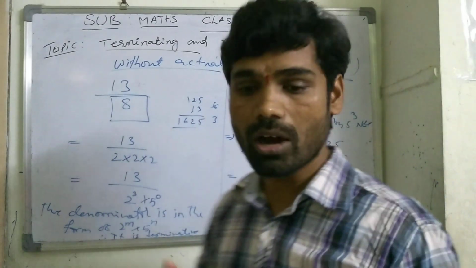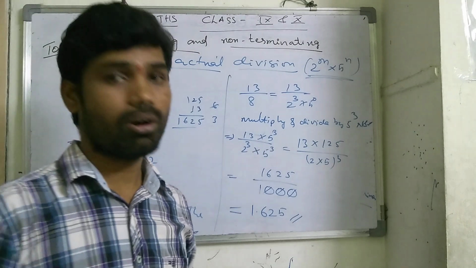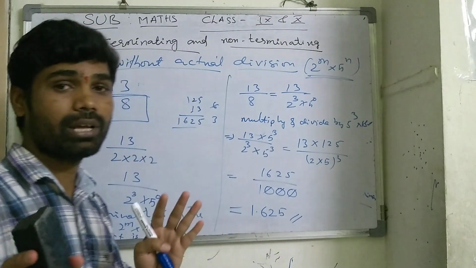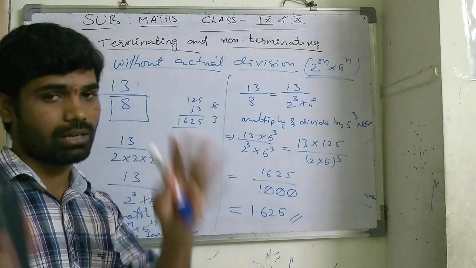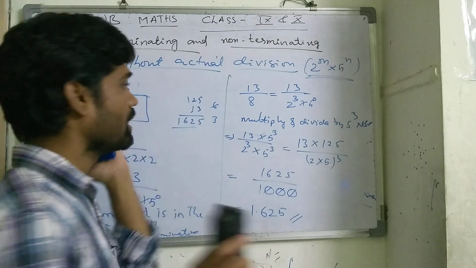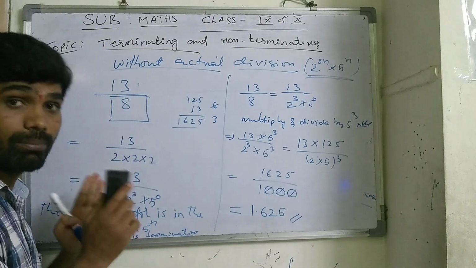Right, clear? Now I will give you some examples, so you can solve and send them to me. Okay guys? So what is the concept today? Only terminating and non-terminating, which is worth around 2 to 3 marks in your SSC exams. I hope you have understood. Please write.